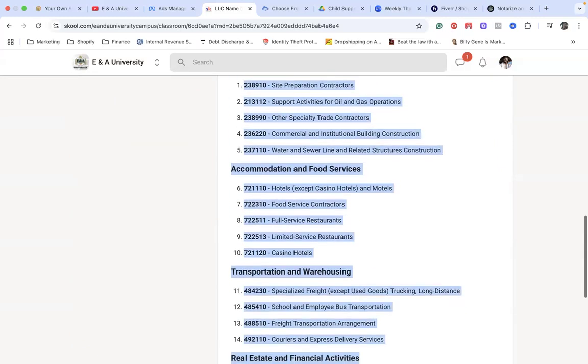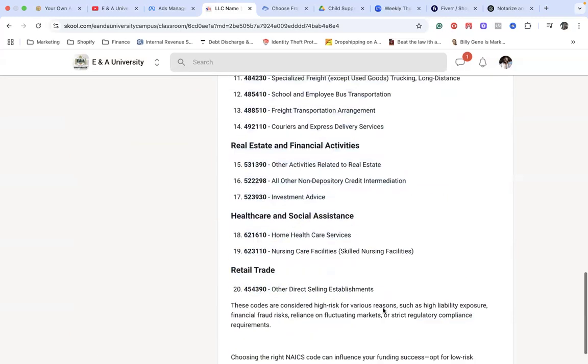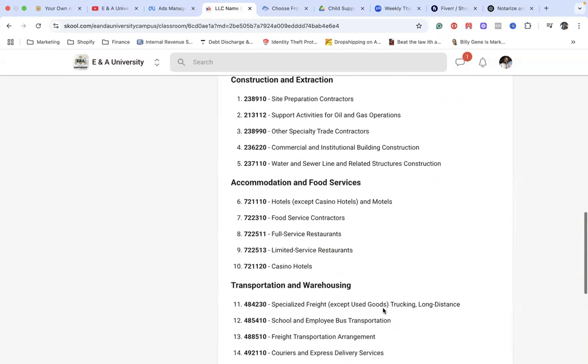And then these are all the high risk. So these are the ones to avoid. These are the ones to definitely stay away from because they are.